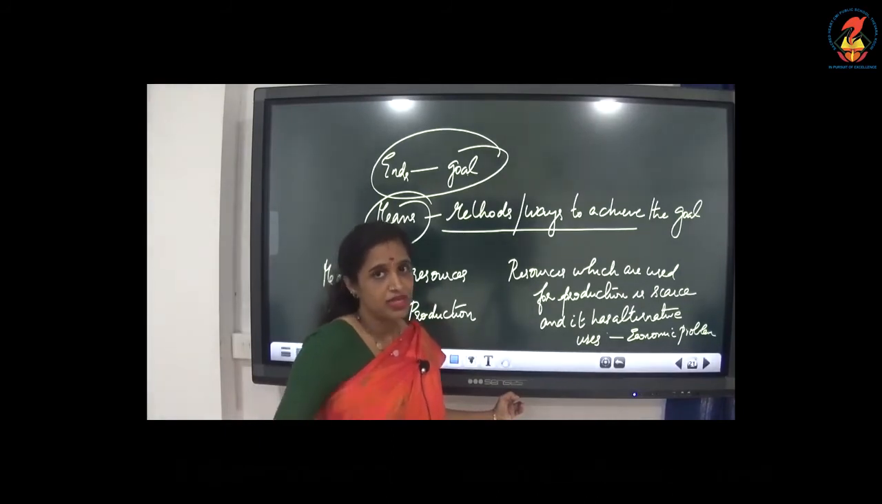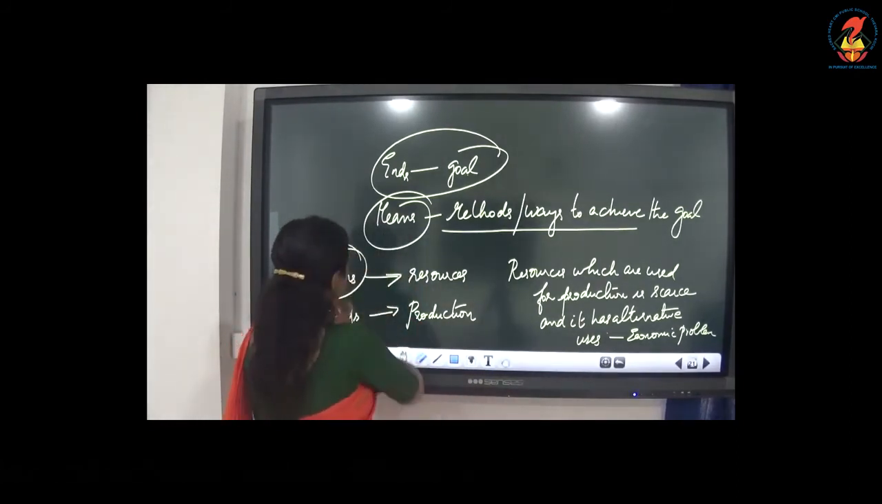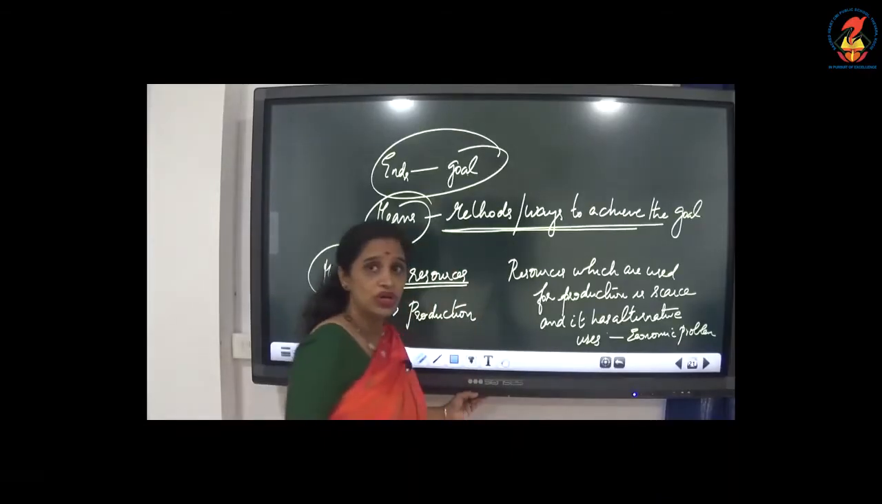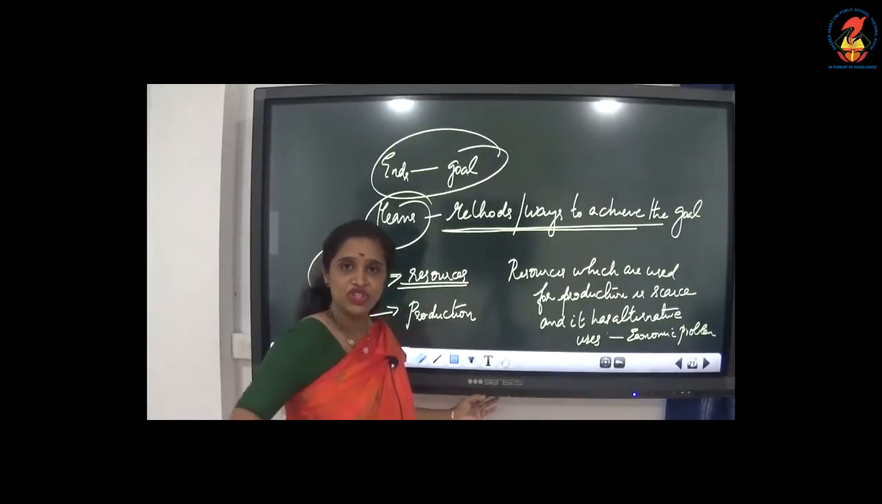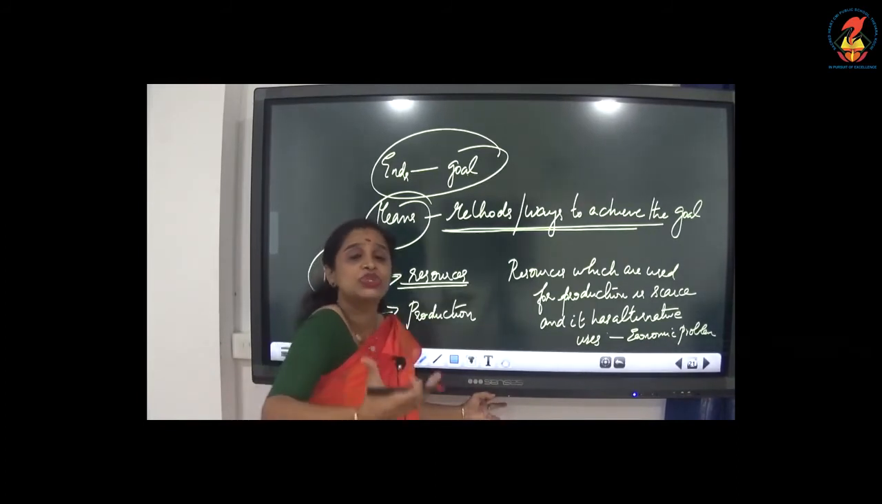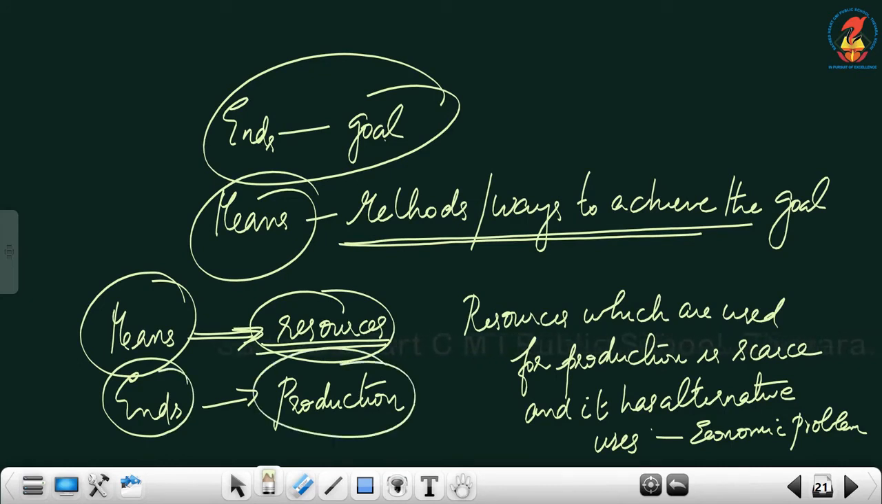So this ends and means, let us talk with regard to the resources. So here I have related means as resources. Means, what is the meaning of the word means? Method or ways to achieve the goal. Source to achieve the goal. Here the source is resource. I have related the word means to resource, and the word ends to the word production.